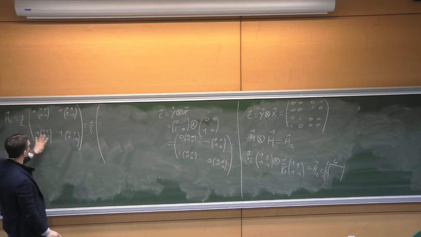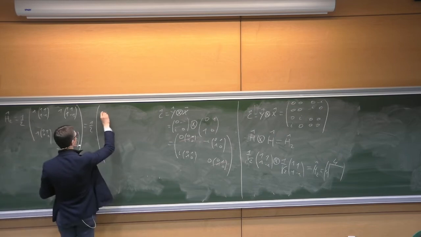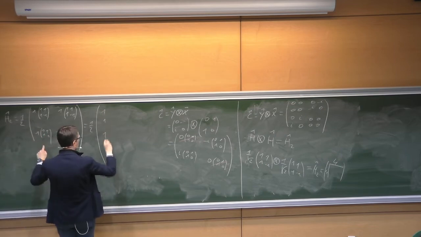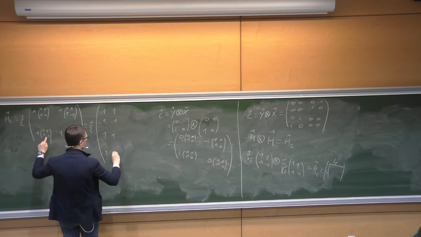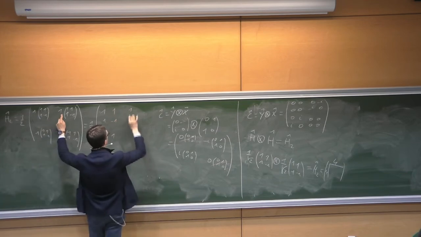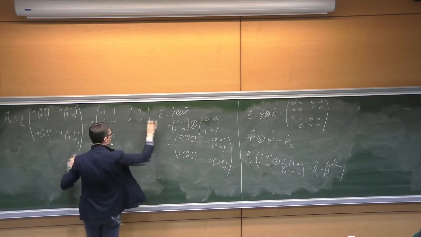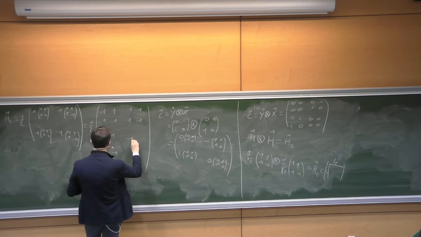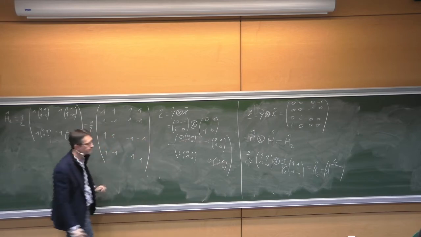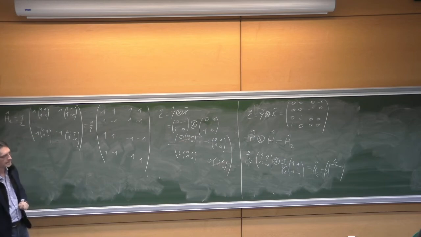And that's going to give me 1/2 of, basically all of those do not change. So 1, 1, 1, 1, then 1 minus 1, 1 minus 1. Here it doesn't change either, so 1, 1, 1 minus 1. And then here I change the sign, so I've got minus 1, minus 1, minus 1, plus 1. Okay?